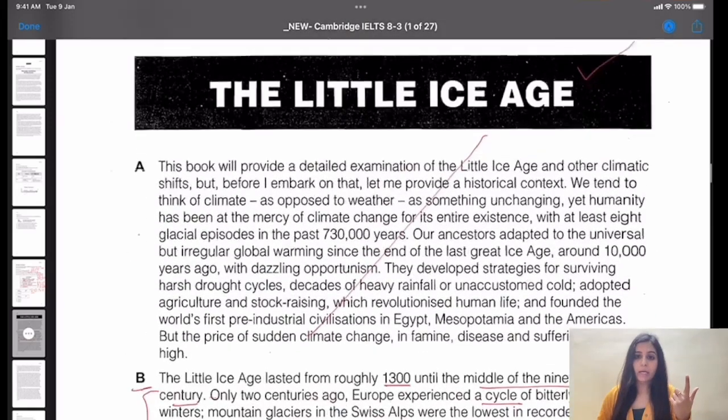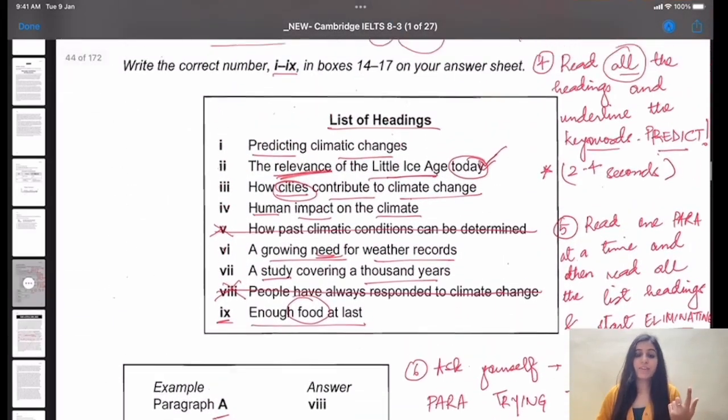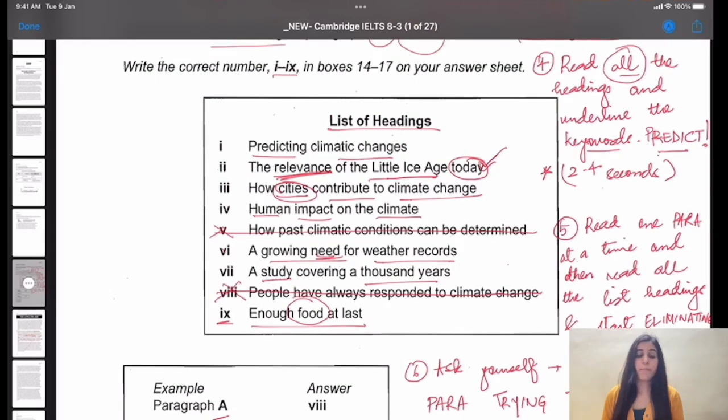Now we go back to the list of headings and we read each and every one of them and start eliminating. So, how do you do that? You have to read and ask yourself, is this paragraph predicting climate changes? Yes, it is talking about climate changes, but is it predicting? Is it talking about the future? The answer is no, so you eliminate it.